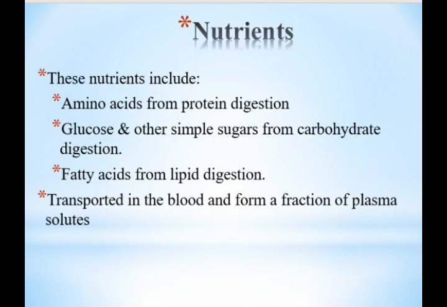Nutrients include amino acids. Where are they from? They are from the destruction of protein. Where do you get glucose? Glucose is from carbohydrate digestion. And then fatty acids are from lipid digestion. All of these are carried in the blood as a fraction of plasma solutes.